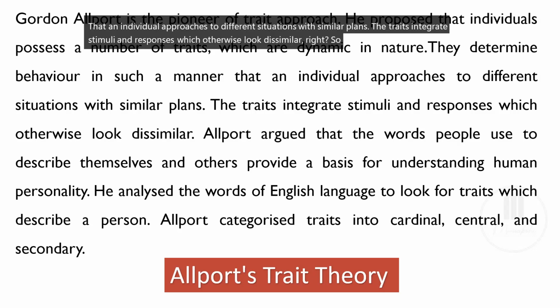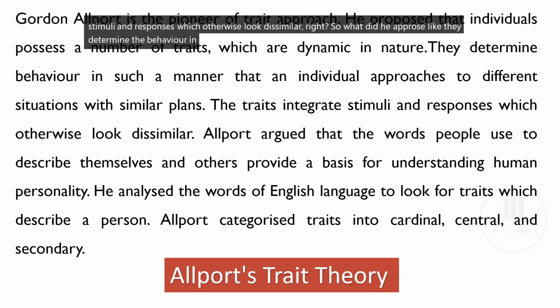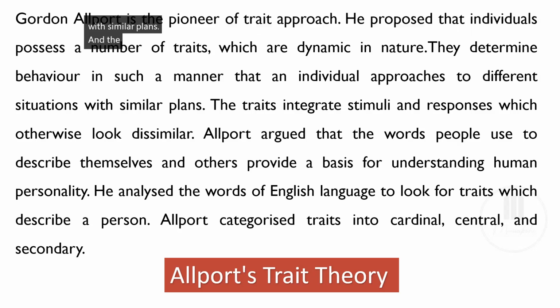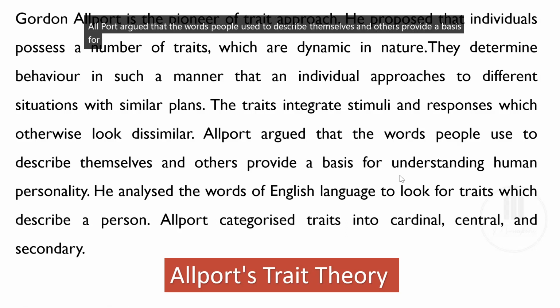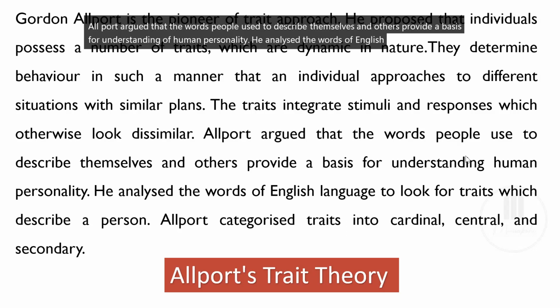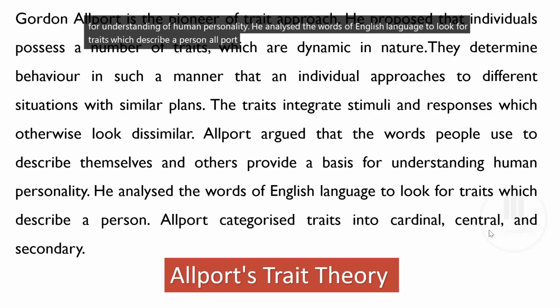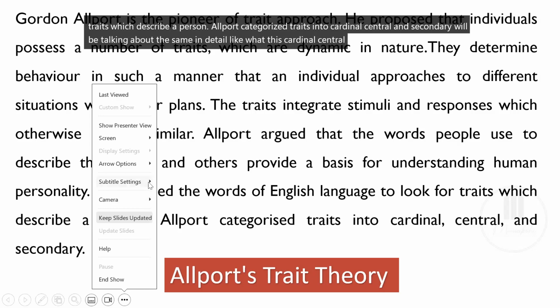So what did he propose? They determine behavior in such a manner that an individual approaches different situations with similar plans, and the traits integrate stimuli and responses. Allport argued that the words people use to describe themselves and others provide a basis for understanding human personality. He analyzed the words of the English language to look for traits which describe a person. Allport categorized traits into cardinal, central, and secondary. We'll be talking about the same in detail. What are these cardinal, central, and secondary traits?